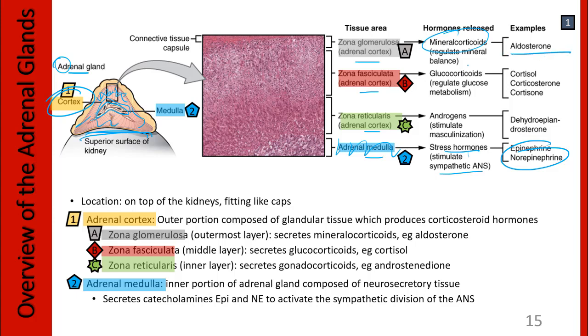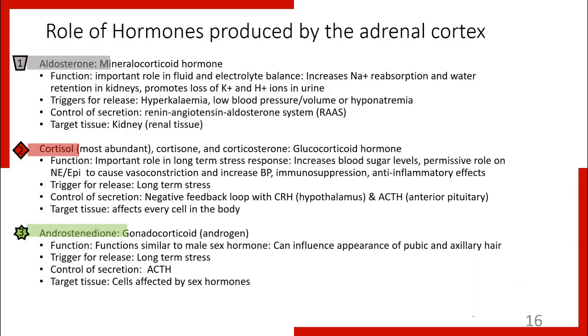The next one down produces glucocorticoids. Again, it's called glucocorticoids because it regulates glucose. And so an example of that would be cortisol, corticosterone, and cortisone. And then the innermost layer of the adrenal cortex produces androgens, which stimulate masculinization, right? And an example of an androgen is listed over here. So that's what this one spells out.